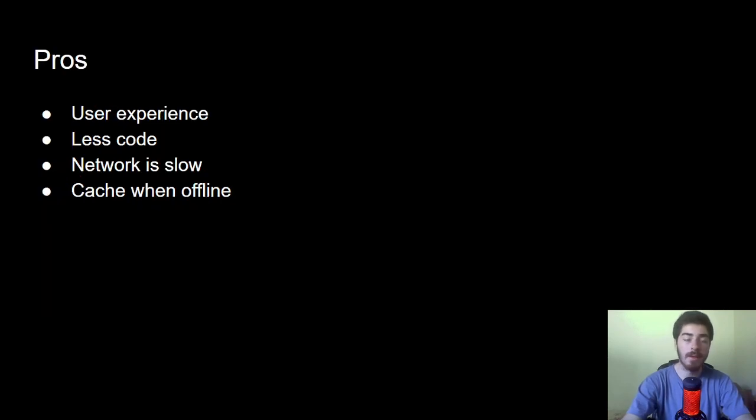And about the pros, we have a better user experience, because if the network of the user is slow, the user will see the data from the cache. And if the user is offline and has a cache, the cached data will be used. And because it's a hook, a lot of things are abstracted, so the developer has to write less code to build the application.